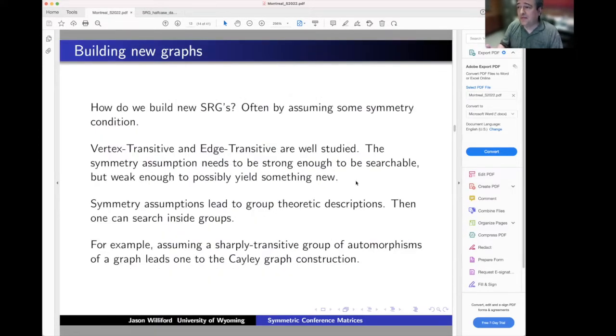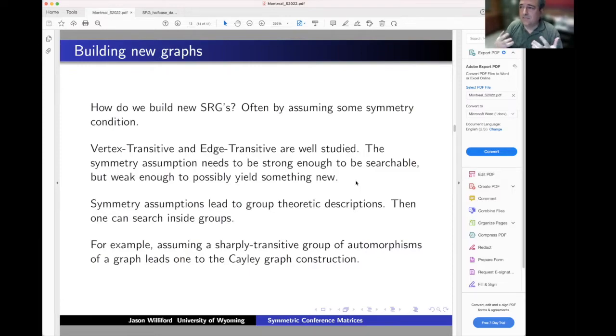I just have a matrix, want to generalize it. Well, how do you build new strongly regular graphs in general? Usually you try to make some kind of symmetry assumption. It's not the only way that things happen, but just in general, a compact, controllable way to construct something, a group is a big go-to thing. Just assume some kind of symmetry on it.